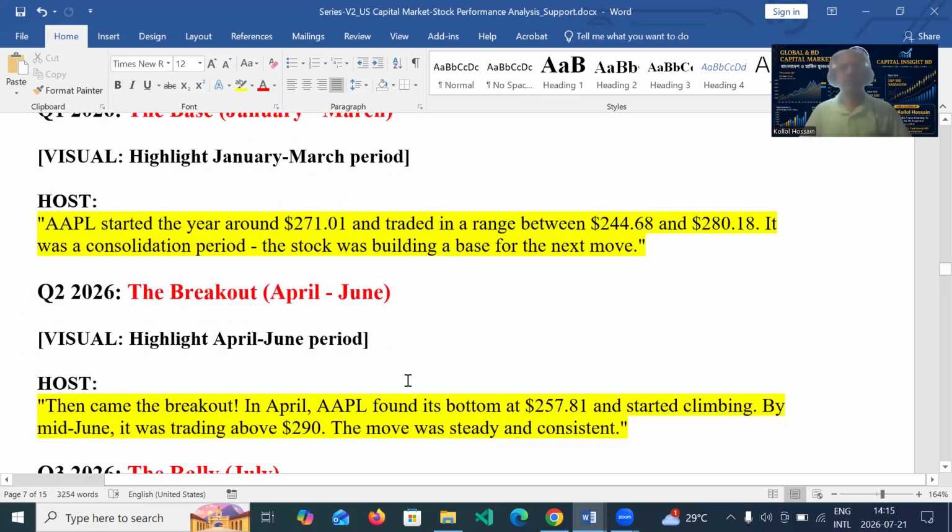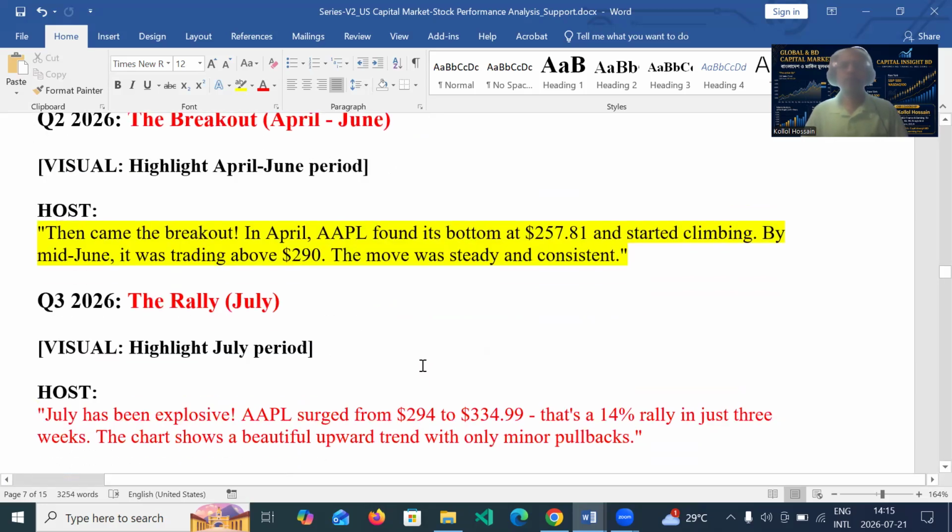Apple started the year around 271.01 and traded in a range between 244.68 and 280.18. It was a consolidation period. The stock was building a base for the next move. The breakout, April to June.